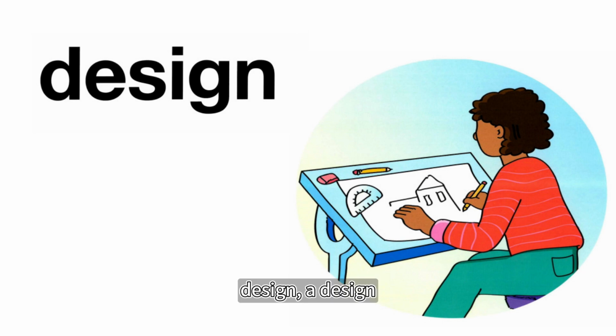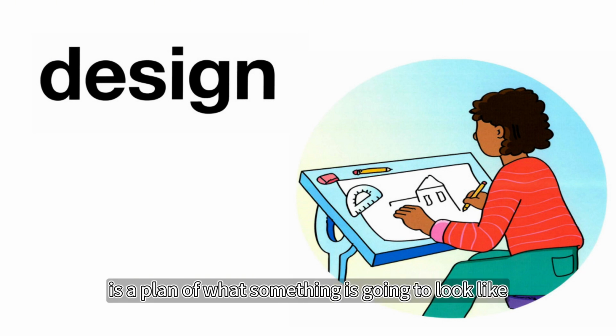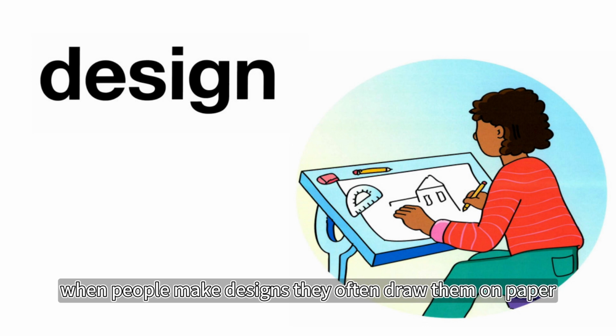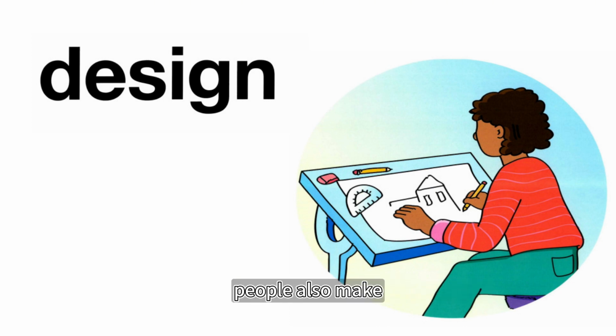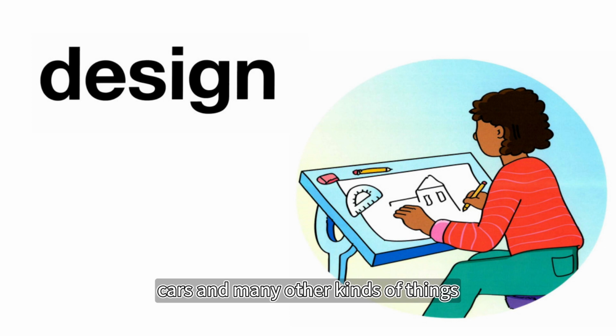Design. A design is a plan of what something is going to look like. When people make designs, they often draw them on paper. This woman is making a design for a house. People also make designs for clothes, cars, and many other kinds of things.